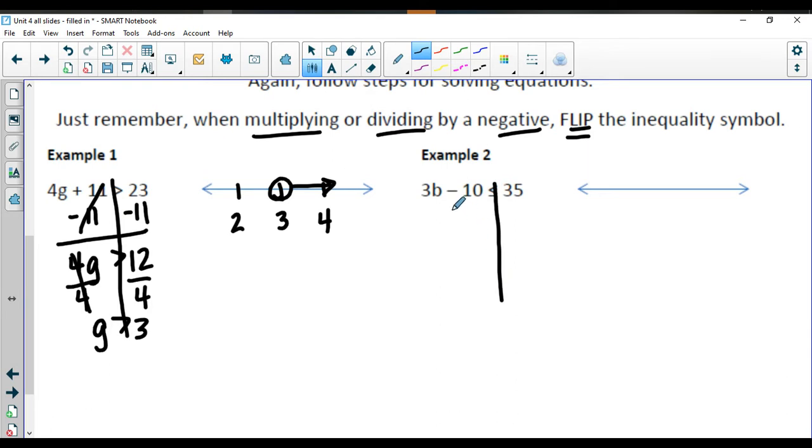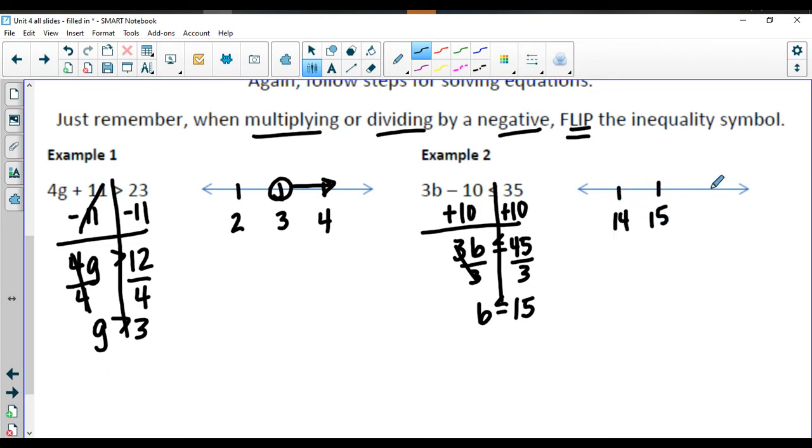In example number 2, I'm going to add 10 to both sides in an effort to eliminate the 10 and get the B by itself. Less than or equal to, we get 45. Dividing through by 3 on both sides, we get B is less than or equal to 15. So 15 is our target number. One less, one more. Closed circle, and less than or equal to shades to the left.